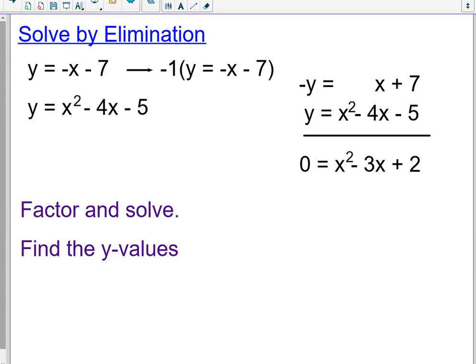Lindsay, you have a question? Yeah. Is there another method we could use? Sure, we can also do this using elimination.